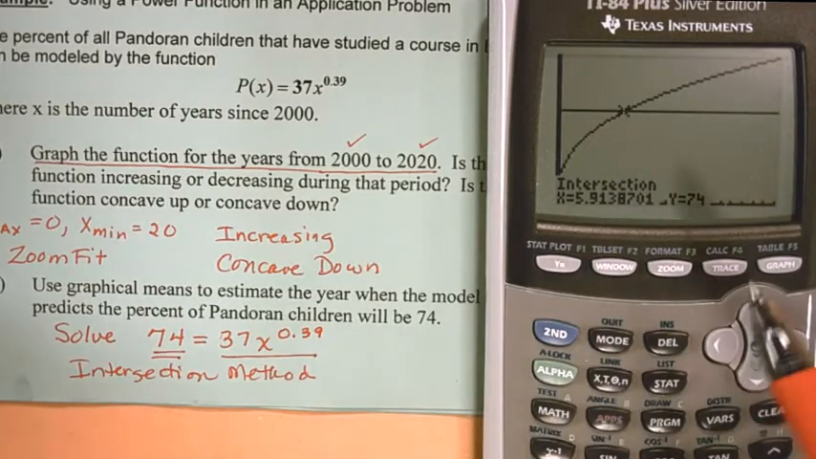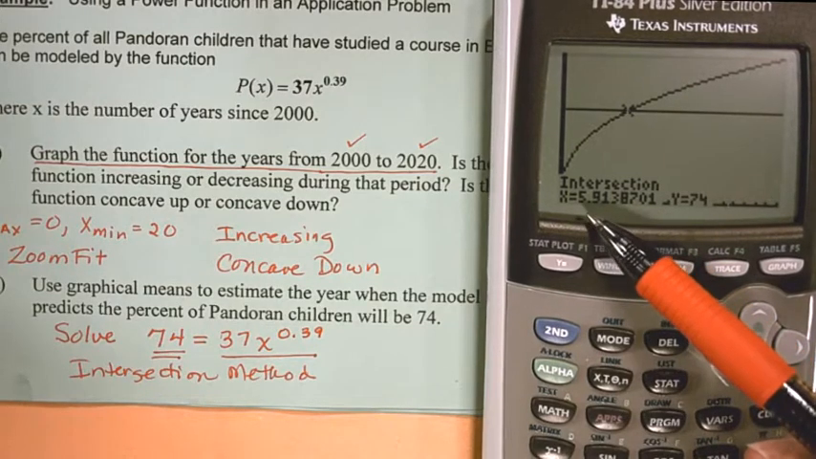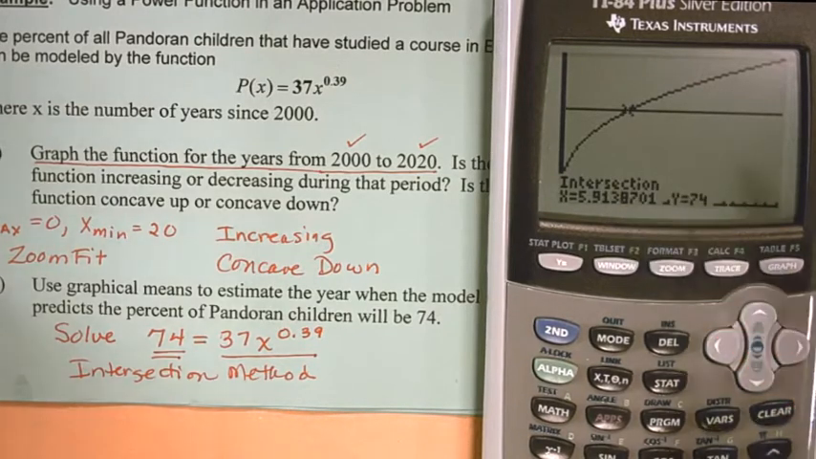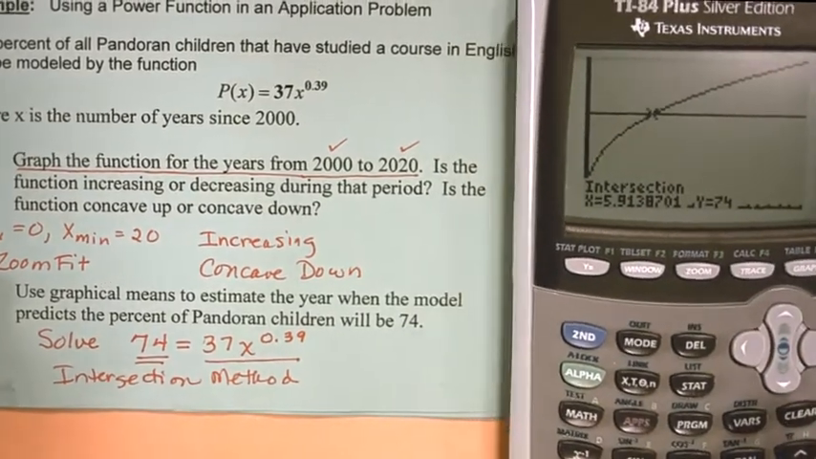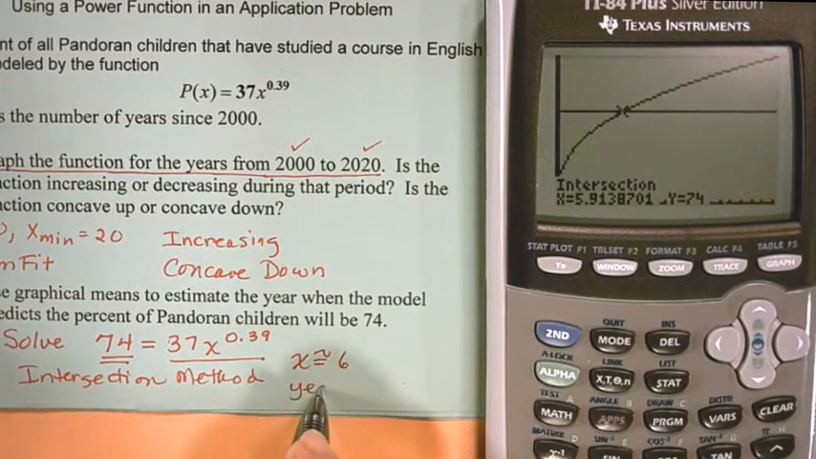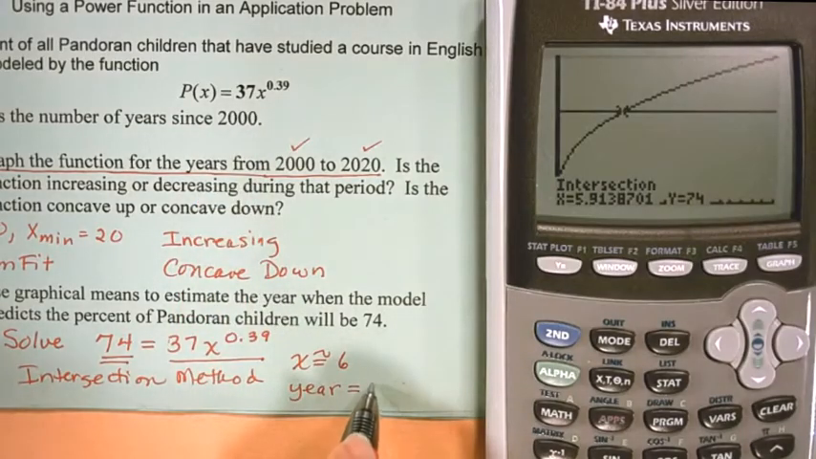And we're going to take that as our number to use for our year. So we're going to go to the nearest whole number, which would be 6. So we're going to have x equal to approximately 6. And that means that our year will be equal to 2000 plus 6, or 2006.